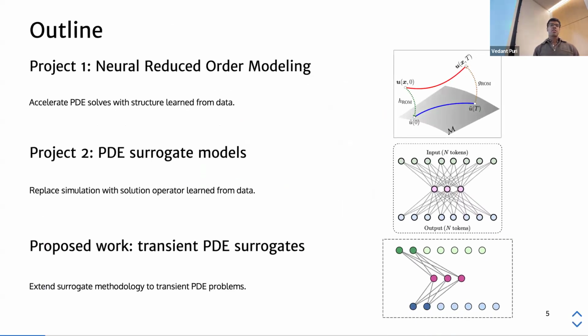The outline of this talk is as follows. We'll talk about the first project on neural reduced order modeling. Then we'll move on to PDE surrogate modeling. And finally, we'll talk about our proposed work, which involves extending our surrogate modeling framework to transient calculations.